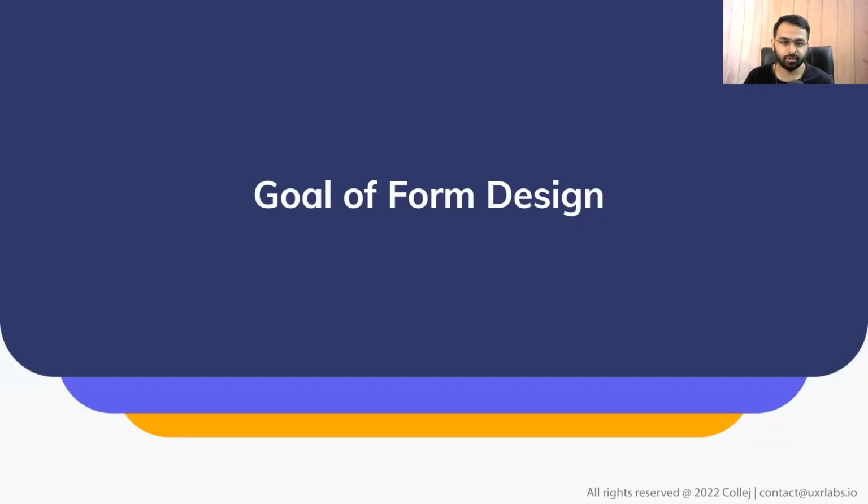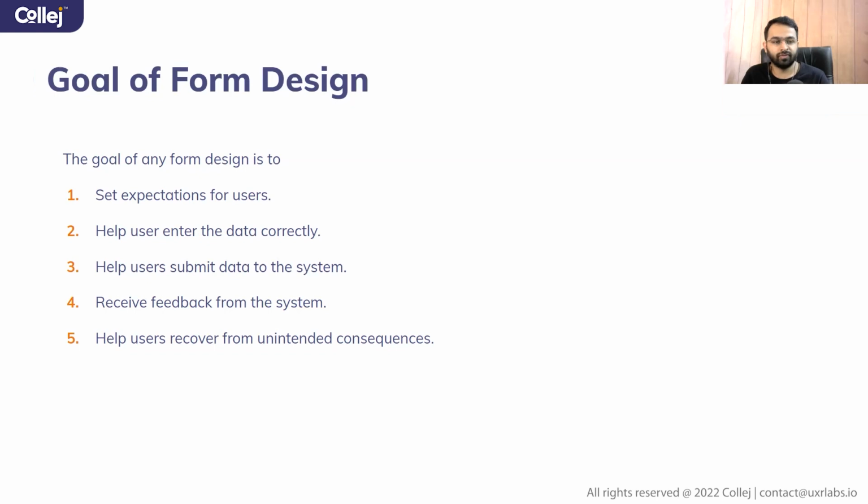Try to understand what is the goal of form design. What are the different components that are inside it, right? So if you see, the goal of any form design is, so 5 things, right? Set expectations for users. What are you expecting out of your users when you are giving the form to them? Help users enter the data correctly. So it's not just entering the data, but also making sure they are doing it correctly.